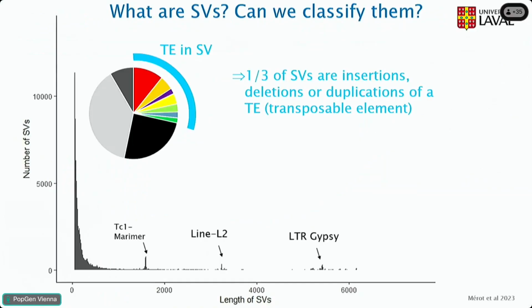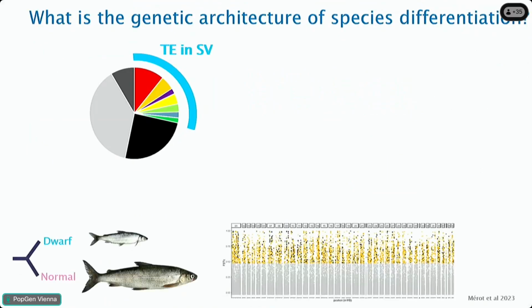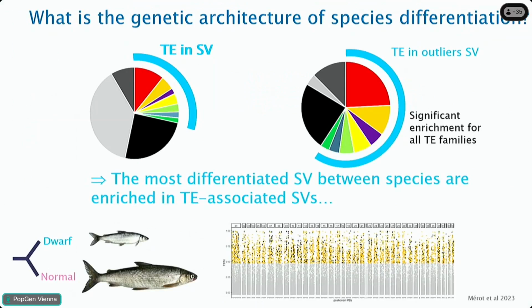So if I come back to this, I show you some TE, and actually about a third of these structural variants were transposable elements. When we look with FST at the most differentiated structural variants, we see that the most differentiated ones were enriched in all the TE families.